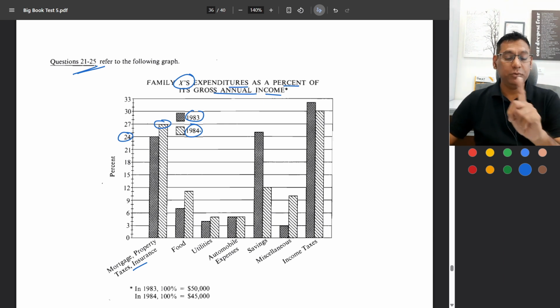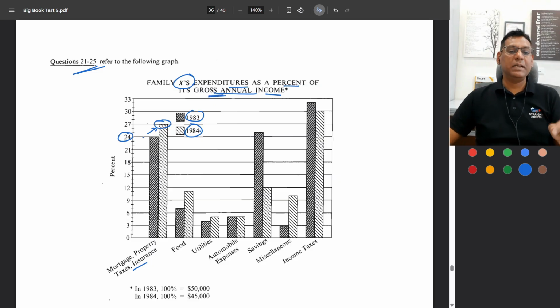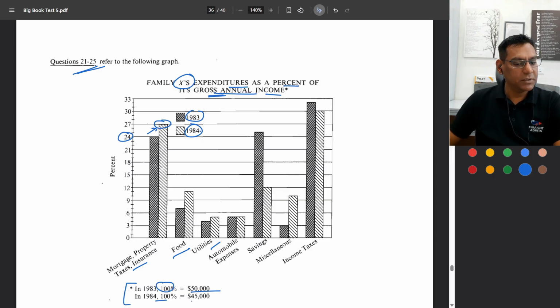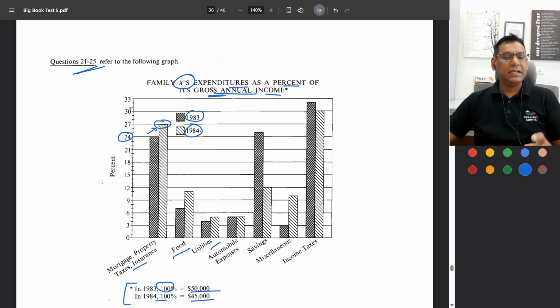Okay, but mind you, this is in percentages. Okay, does not mean that they spent more in 1984. It depends on what was the actual income in those years. These are percentages. Same thing, food, utilities, and so on. Here they have given 100% was $50,000. In 84, 100% was $45,000. So these are the percentages and the absolute numbers are here. I think this is a fairly straightforward graph.